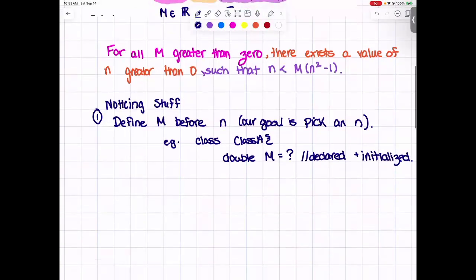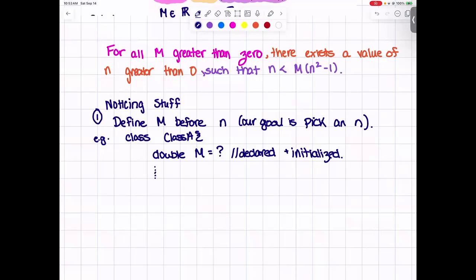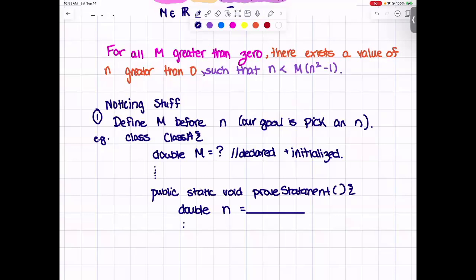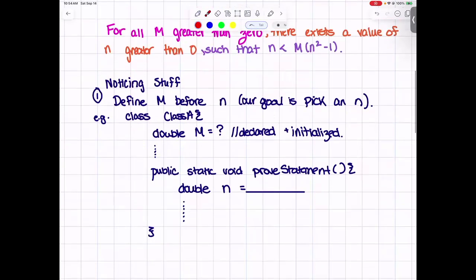I'm actually just going to shift this over so that I don't run out of room here. We're going to have maybe some other code. And at some point we come across a method, public static void prove statement. It's going to be the statement that we're working on. And inside here, I end up with this double n. And we need to give this a value in order to write the rest of our code, because the statement that we're trying to prove does use n. So we do need to give it a value of n before we can prove it.